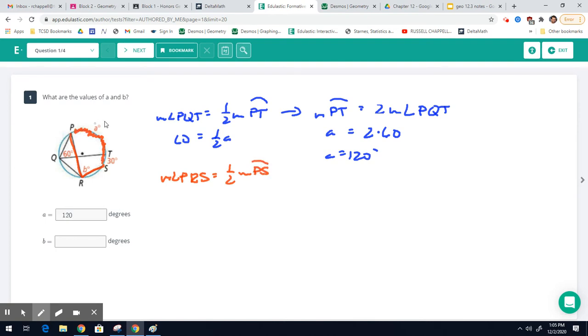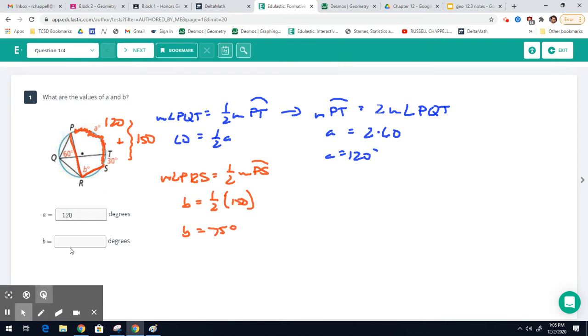PS involves A and 30. We just found A to be 120, so we're going to use arc addition to add 120 and 30 to get 150. So our angle B is going to be half of 150, and half of 150 is 75 degrees. Again, if I'm looking for an arc, double the inscribed angle. If I'm looking for an angle, take half the intercepted arc. All right, next problem.